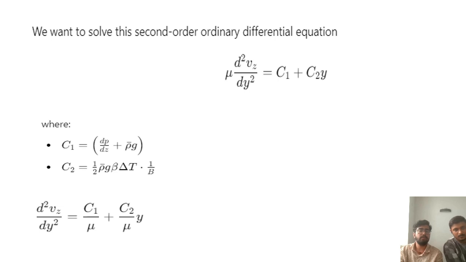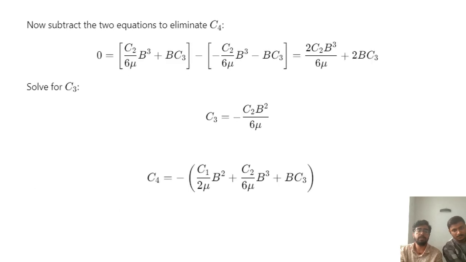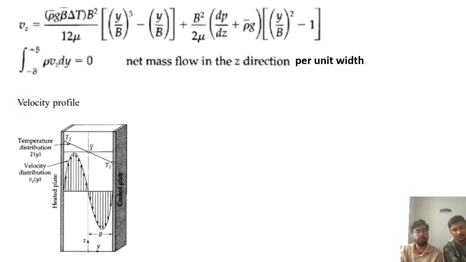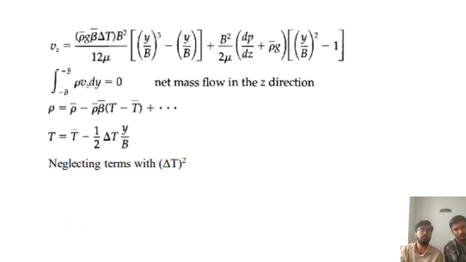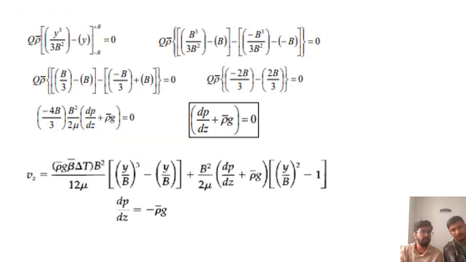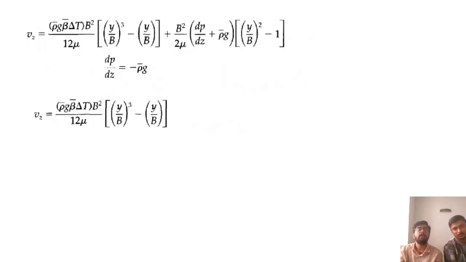After that, we integrated this equation. We got a very complicated velocity profile. Now, in order to simplify this, we made one more assumption. We took that the total average, that is the net mass flow, the cross-section flux in this direction, will be zero. After this, we made one more assumption that delta T square will be very small. And after that, we simplified this equation and got dp by dz equal to minus rho g. After getting this, we substituted and got a simpler velocity profile.